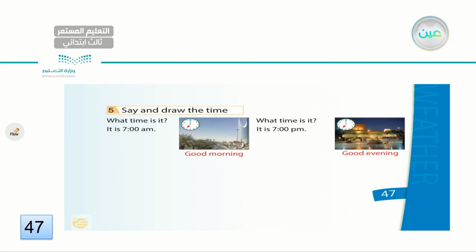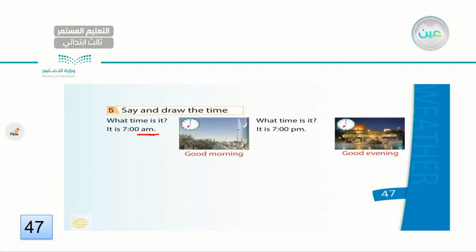What time is it? It is 7 a.m. What time is it? It is 7 p.m. So, what's the difference here? For the first one, we use the word a.m. because as you can see, it's daylight in the morning.